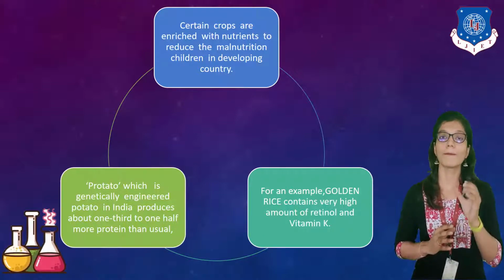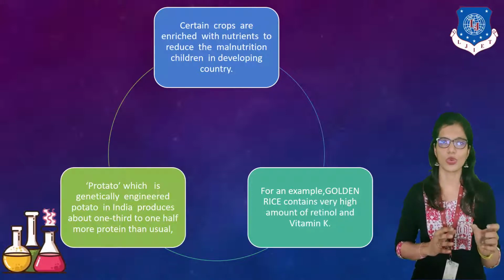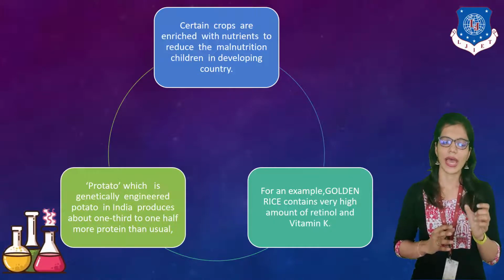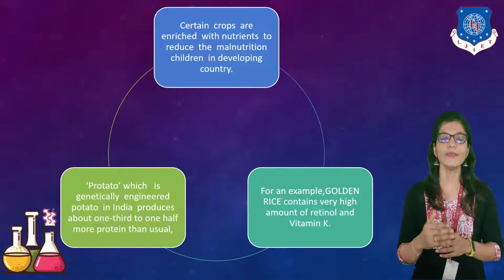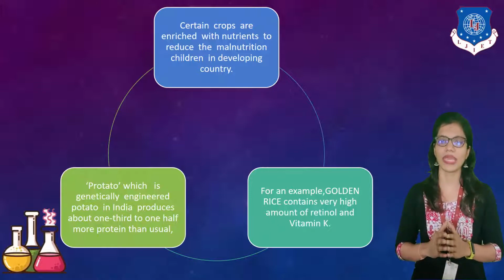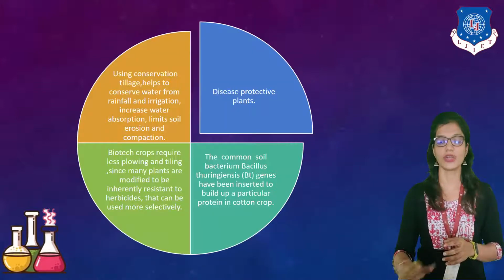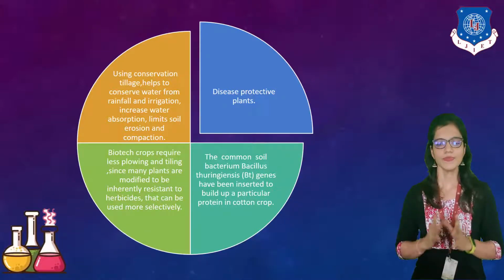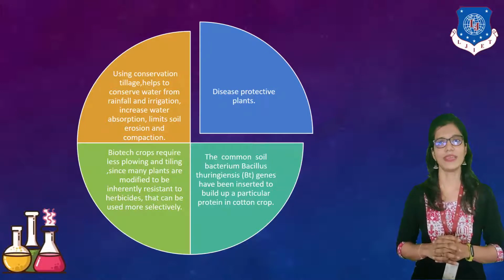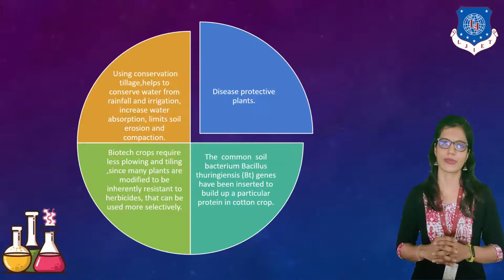We all know potato, okay, this is potato which is genetically engineered. These products are known as genetically engineered products. In India, that produces about 1/3 to 1/2 more protein than the usual, right? So more protein, more growth, the malnutrition can be decreased. This is the main aim of genetically engineered products, the main aim of our biotechnology. Okay. The next example that we can take here is disease protective plants.